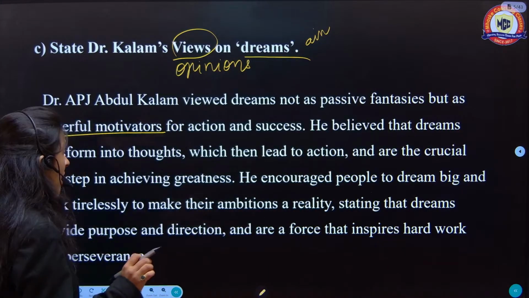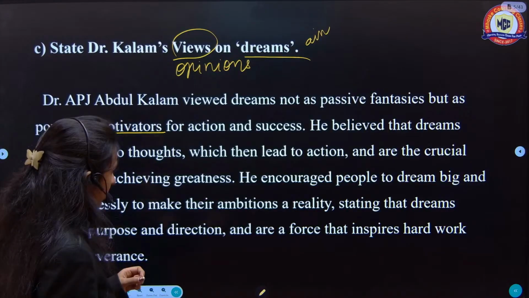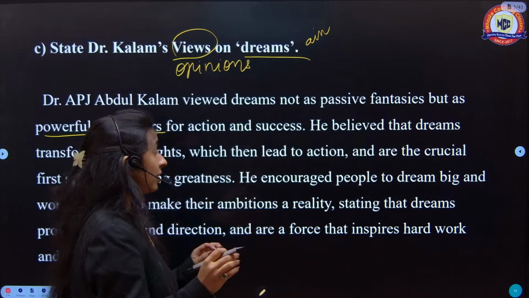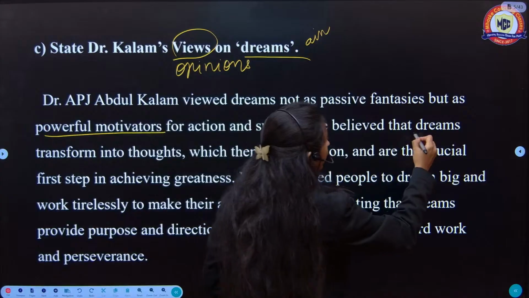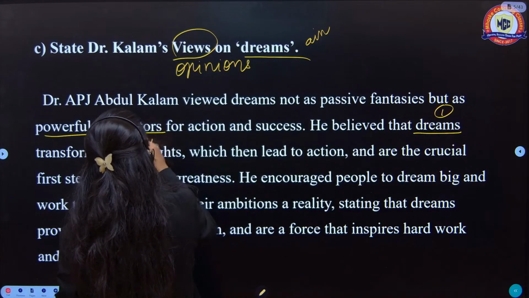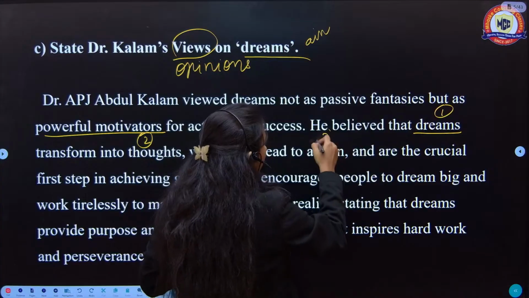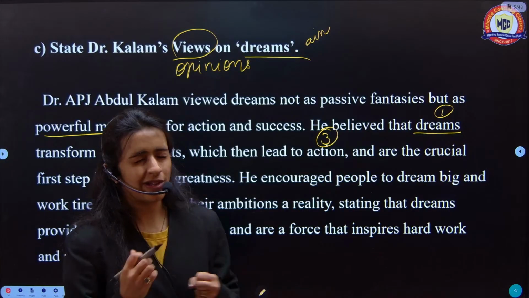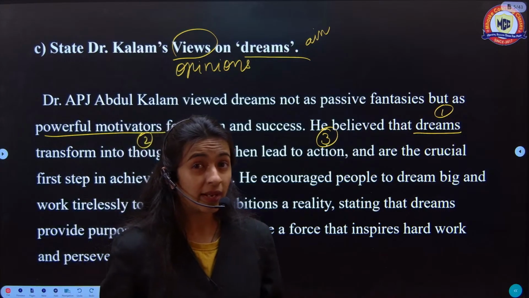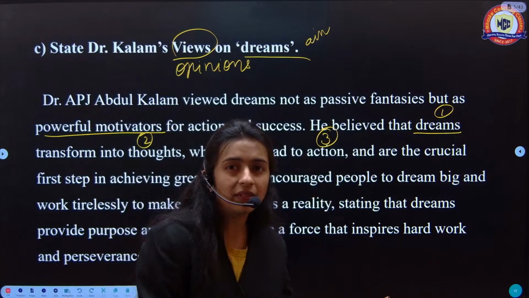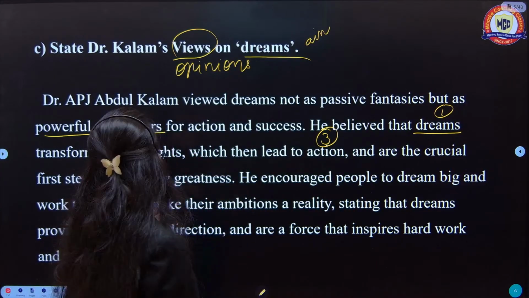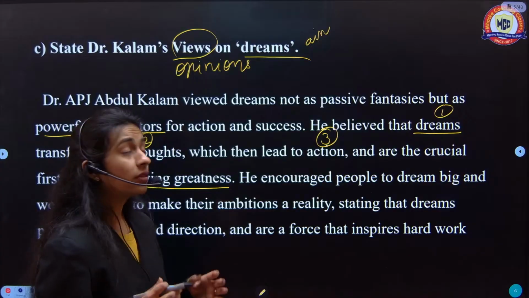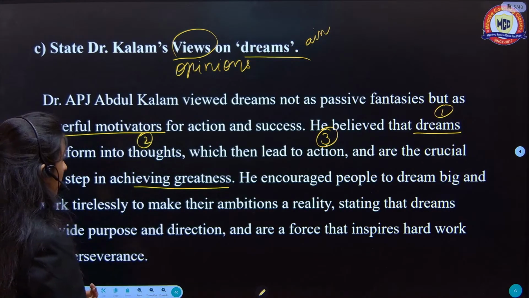He believed that dreams transform into thoughts. Once it comes in your mind, it transforms into your thought, which then leads to action. So first you dream, then you think about it, then you take action on it. Once you dream, you think, should I do this? And then you feel, oh wow, that's really interesting, and that is what I wanted to do in my life. And then you actually go for it and take action. These are the crucial first steps to achieving greatness. He encouraged people to dream big.